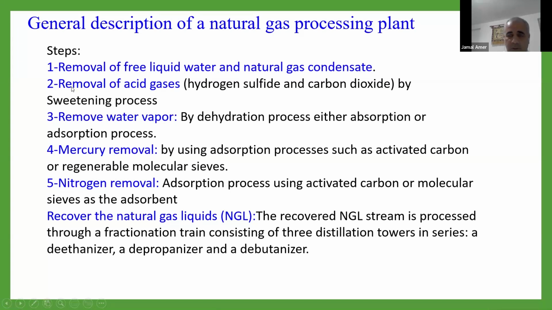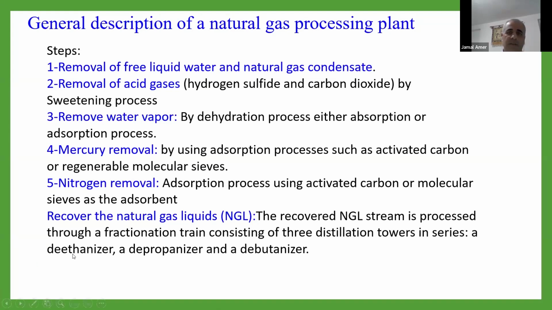Because when the natural raw gas flows from the separator to the gas plant area, that gas is wet. It comes from the separator holding some condensate and some water vapor. So we have to remove all of this before introducing the gas to the gas compressor or to treatment.